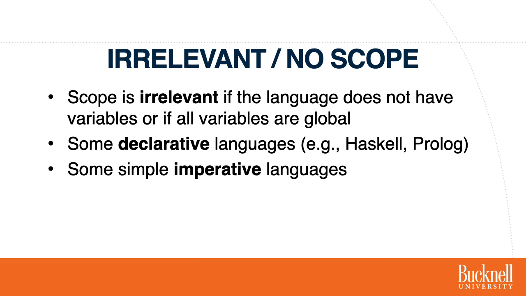There's a third possibility, and that's your language doesn't have a scope. Scope is irrelevant if the language does not have variables or if all the variables are global. Some declarative languages don't really have variables, such as Haskell and Prolog, and some simple imperative languages treat all variables as global.